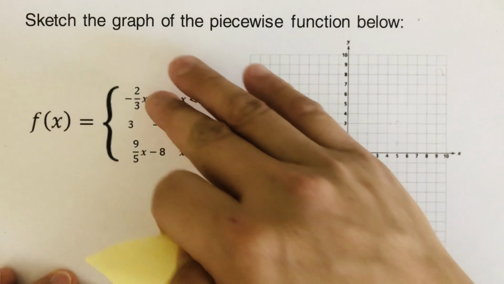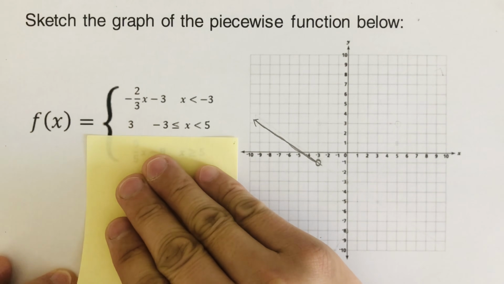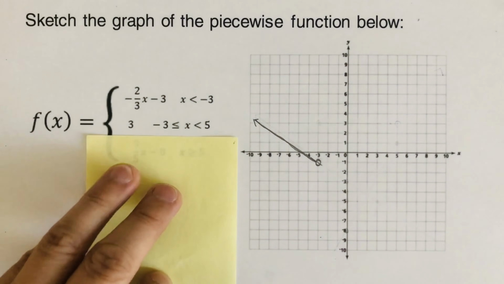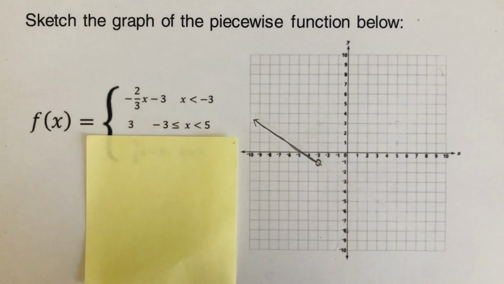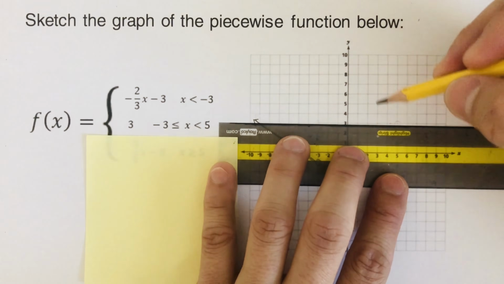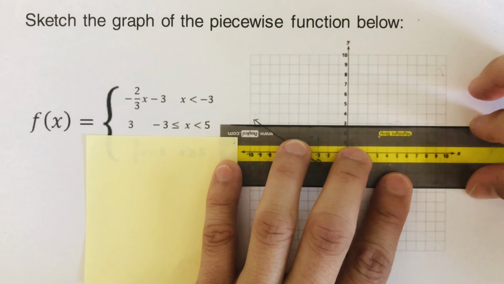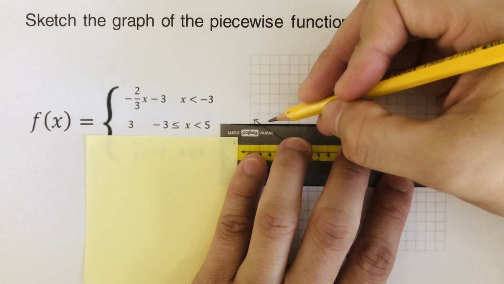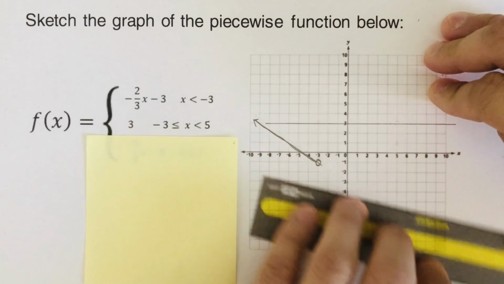So there are 3 pieces here. So that's why it's called piecewise. So we're going to look at the second piece. f of x is equal to 3. So that means on y equals 3, we're going to draw a line on the y axis at 3. So I'm going to draw that horizontal line over there.